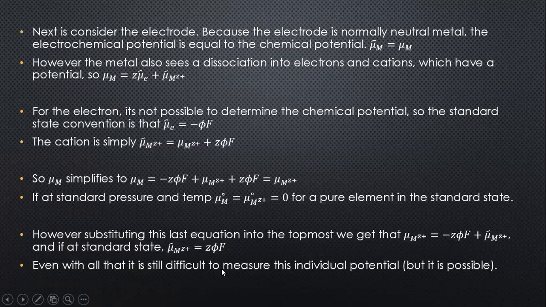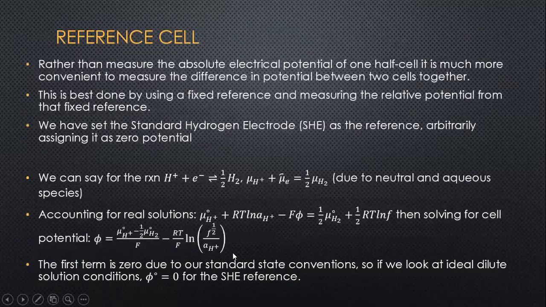Now, while all this is very difficult to measure for an individual potential, it is still possible to measure that for a chemical potential. But rather than try to measure an absolute electrochemical potential for a half cell, it's much more convenient to measure the difference between two cells together. And once again, this is best done from a fixed reference point. When we measure a relative potential from a fixed reference, we can get the other one with some ease.